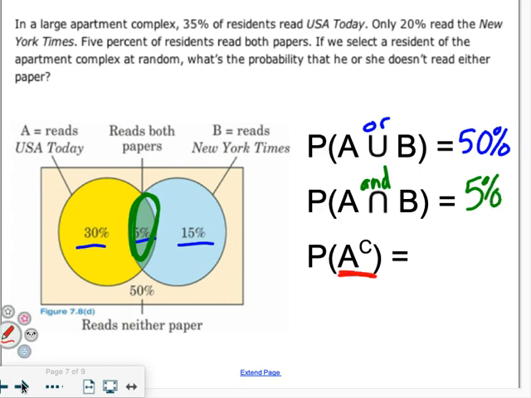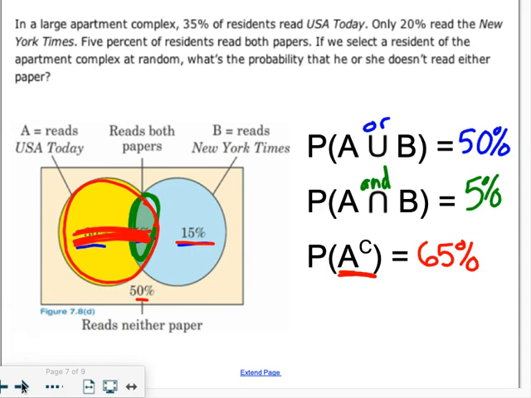And last one here, not in A. Well, A is that they read USA Today. We get rid of that. We add what is left over, 65%.